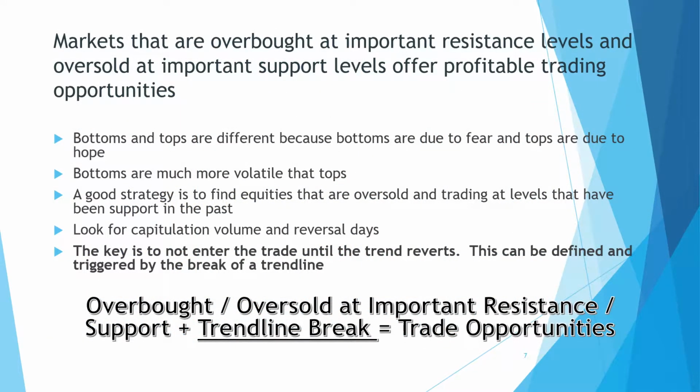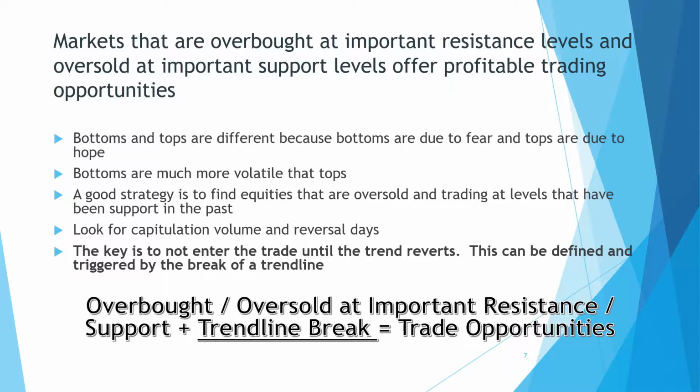All right, so why are we talking about this? We're talking about this because when markets are overbought at important resistance levels or oversold at important support levels, there are trading opportunities. Because what's going to happen? They're either going to revert quickly or they're going to consolidate. When something gets to an important level, it really doesn't just bust right through it.